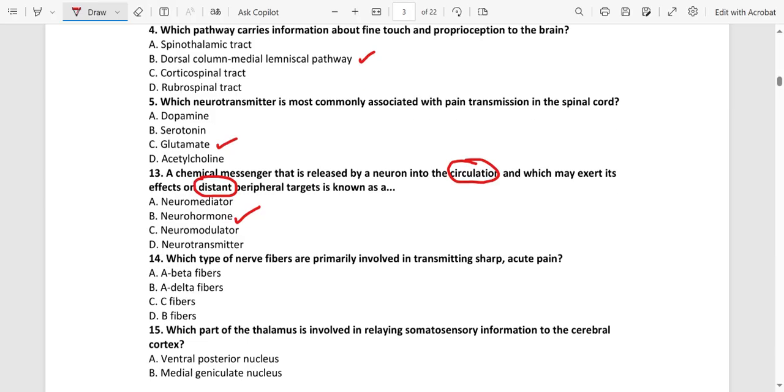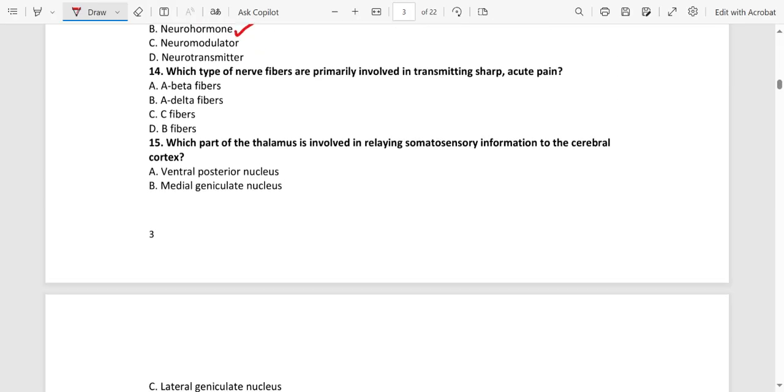Which type of nerve fiber is primarily involved in transmission of sharp acute pain? A beta, A delta, C, and the beta. Which one do you think is the best option? Any thought? The A delta, excellent. Okay, A delta for fast sharp pain. And remember, these guys are myelinated, that's why they are even much faster, and they've got a very big diameter. The C fibers are unmyelinated with a small diameter. These ones carry dull pain, chronic pain.